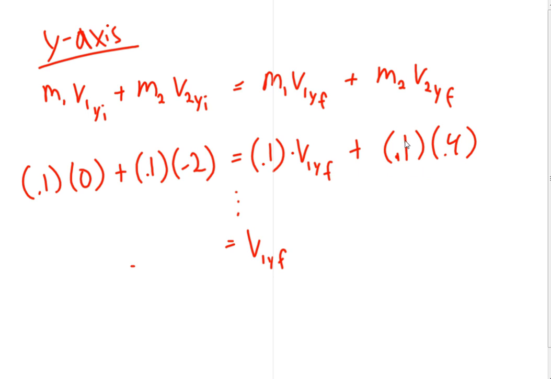If you solve this, basically this goes to 0, this term over here, subtract this product from both sides and divide by 0.1, we end up with a nice answer of negative 2.4 meters per second. So that tells us that the puck is moving downwards at 2.4 meters per second.